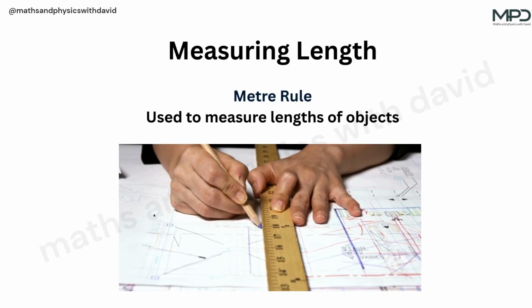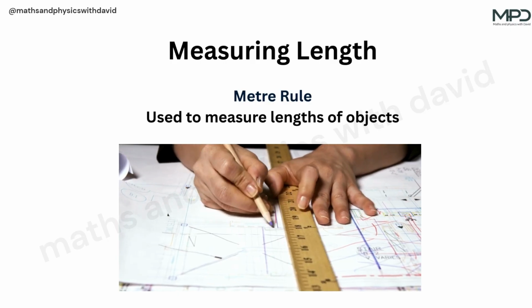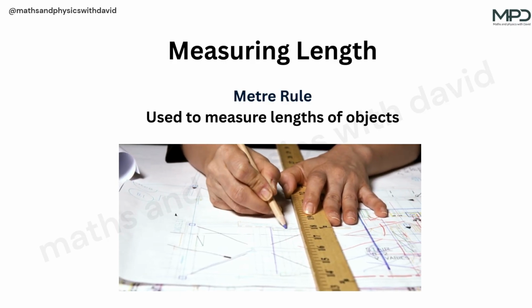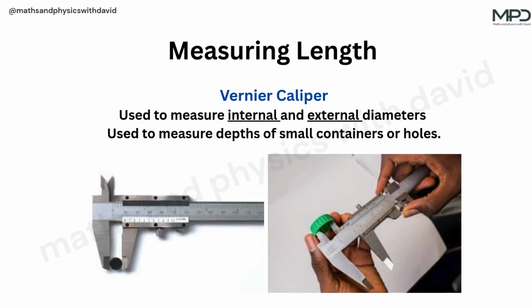Now let's talk about the measurement of length. One of the instruments for measuring length is the meter rule. The meter rule is used for measuring short distances up to 1 meter. The vernier caliper is another instrument for measuring length. It is used for measuring internal and external small diameters of objects.